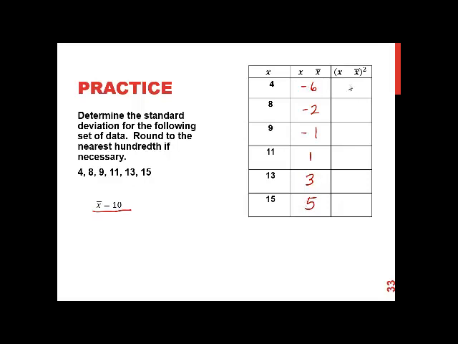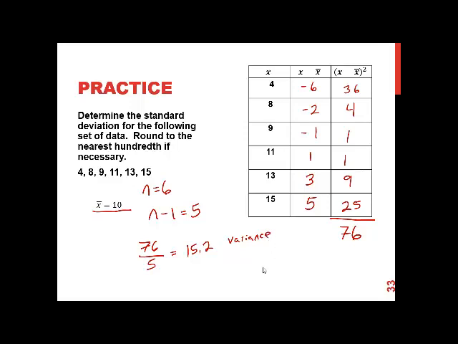Alright, now let's square each of these. 36, 4, 1, 1, 9, 25. At this point we'll add up all of these values. 36 and 4 is 40, plus 10 is 50, 75, 76. Now, since there are 1, 2, 3, 4, 5, 6 items, the number we're going to divide by won't be 6, but it'll be 5. So 76 divided by 5 is 15.2. And again, this is the variance. To find our standard deviation, we'll take the square root of 15.2, and that is approximately 3.90.